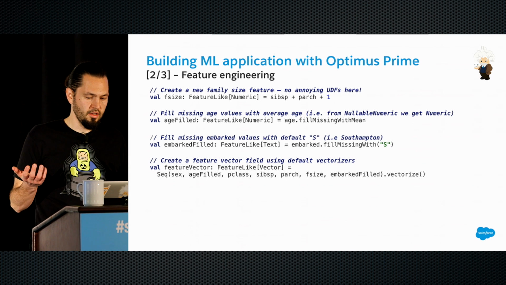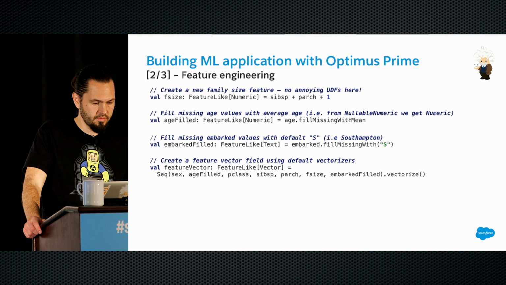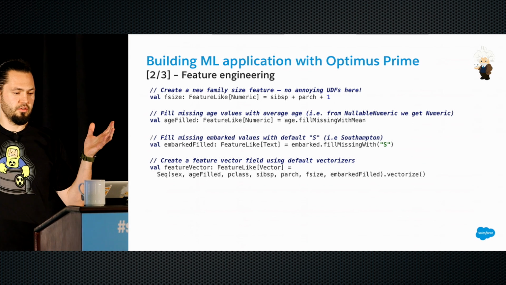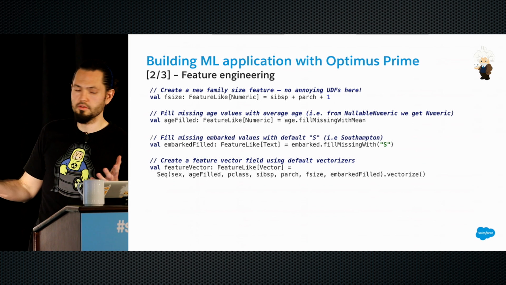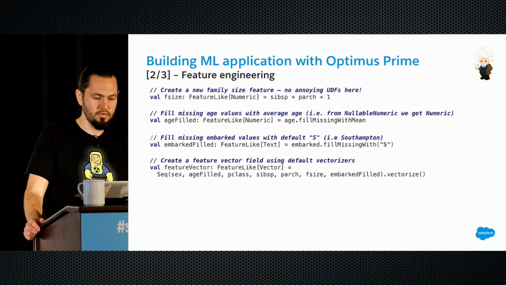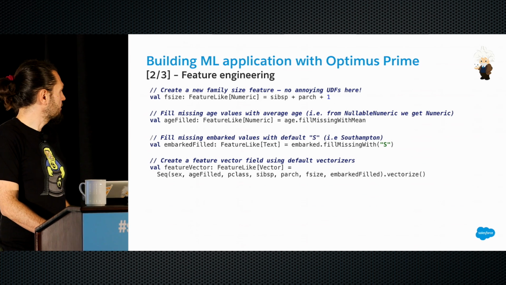So no ugly vector indexer, nothing like this. I would build a sequence of features, as a large set of what types I want to include in my model, and I would run vectorize on this. As a result, I get a feature again of vector.